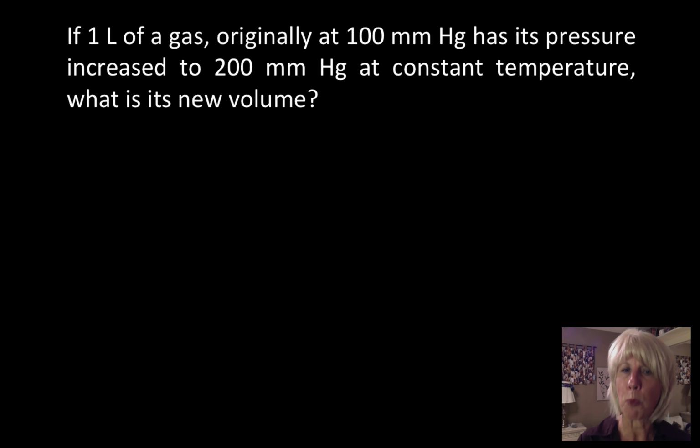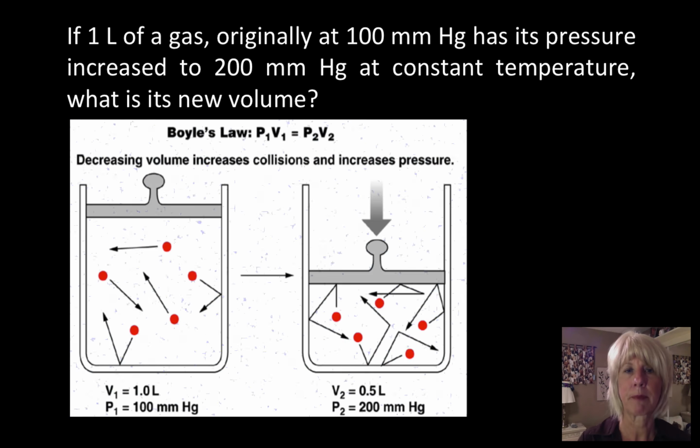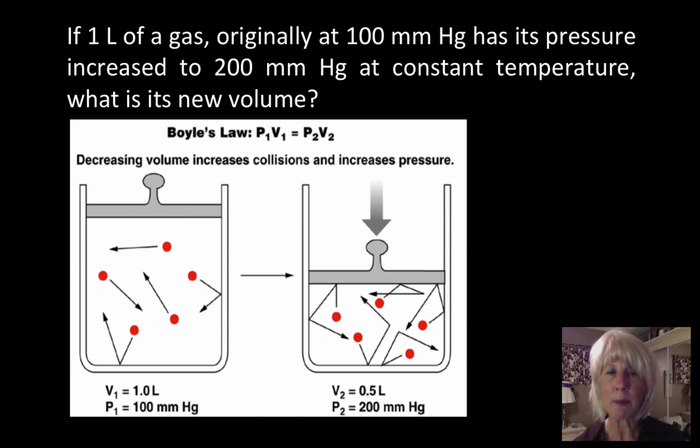Well, we want to use Boyle's law. P1 times V1 equals P2 times V2. Don't you see that I'm doubling the pressure? That means I'm squeezing the gases into a smaller volume. It should make sense to you that if I double the pressure, I'm going to halve the volume, which we can see from this diagram. When I doubled the pressure, the volume was halved. P1 times V1 equals P2 times V2.